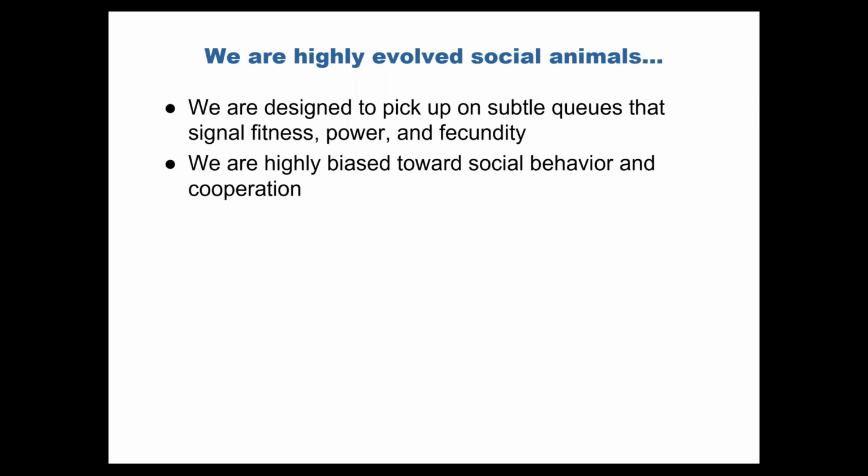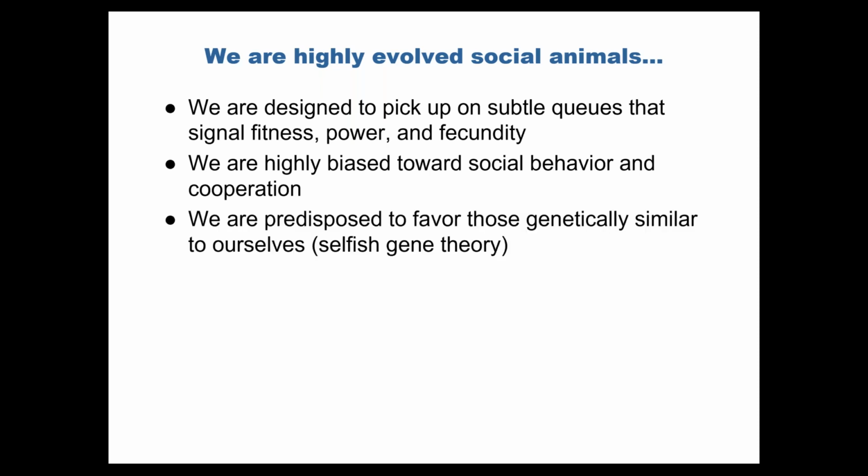We are also, as a species, highly biased towards social behavior and cooperation. So we're always hunting for ways to connect. And we're also predisposed to favor those genetically similar to ourselves. This is known in neuroscience as the selfish gene theory. This is one of the ways in which we can sometimes struggle when we deal with people who are coming from different parts of the world, and the lack of similarity to us can sometimes cause people to have more of a barrier or an inhibition to opening up and listening.